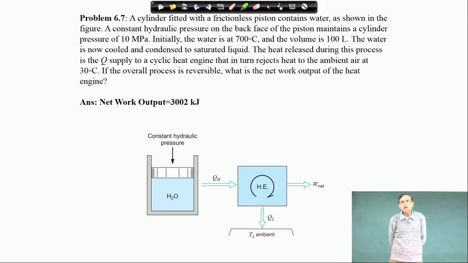This heat is transferred to a heat engine and the heat engine rejects heat QL to the ambient, and in the process it does some work. If the entire process is reversible, find the net work output. So, this problem is very much similar to the previous problem, the only difference is that in the previous problem the tank was rigid, here instead there is a cylinder with a moving boundary. So, in this case I will just give you a hint of how to solve the problem.